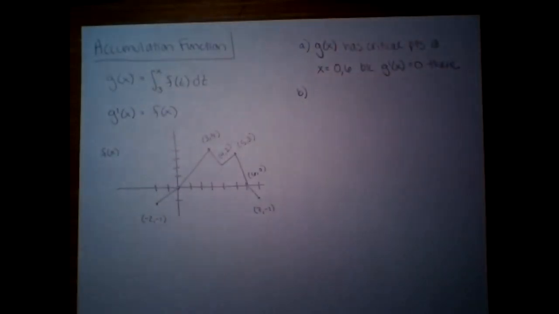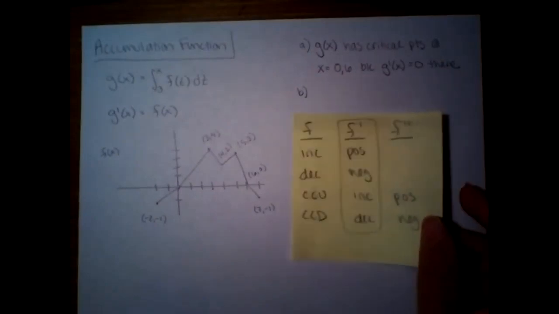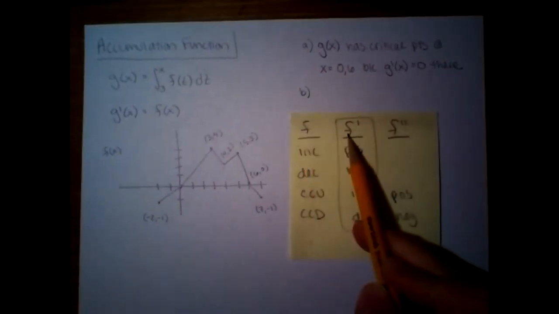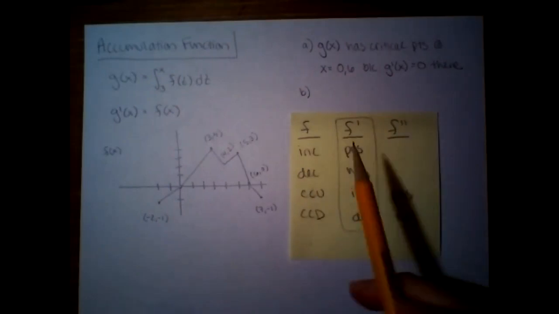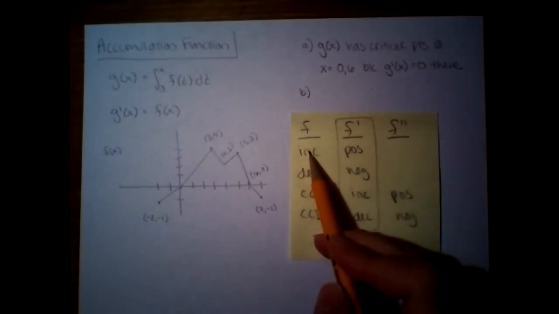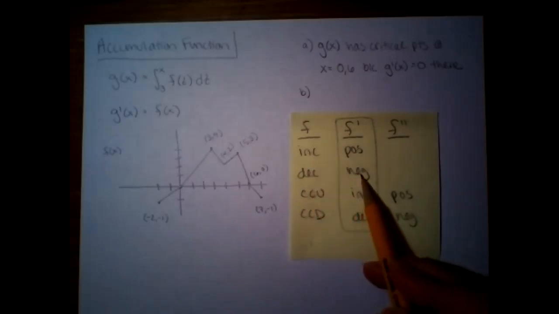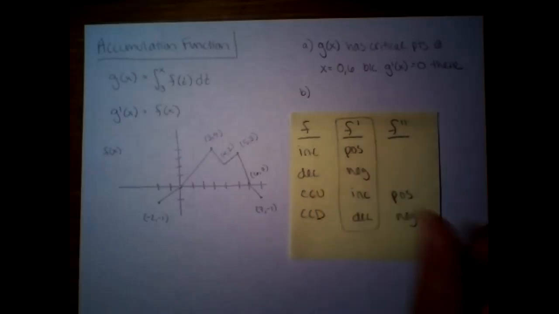All right, so next we're going to do increasing and decreasing. On my sticky note, this is a little confusing because I wrote it with F. Just pretend this says G, G prime, and G double prime, okay? Our function is increasing where the derivative is positive, decreasing where the derivative is negative. All right, so let's do increasing first.